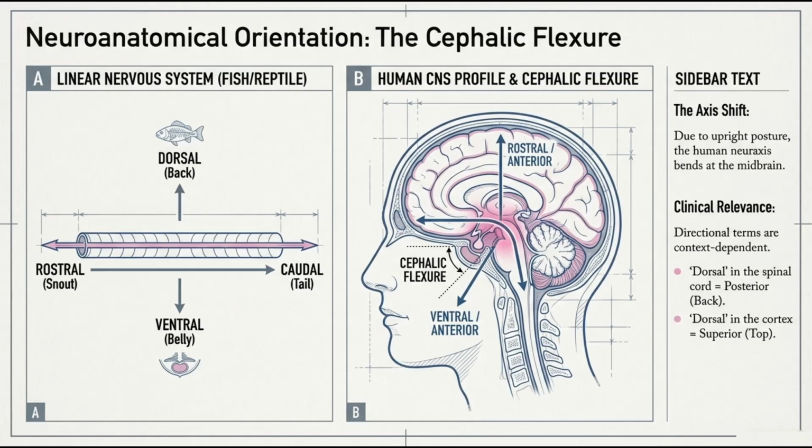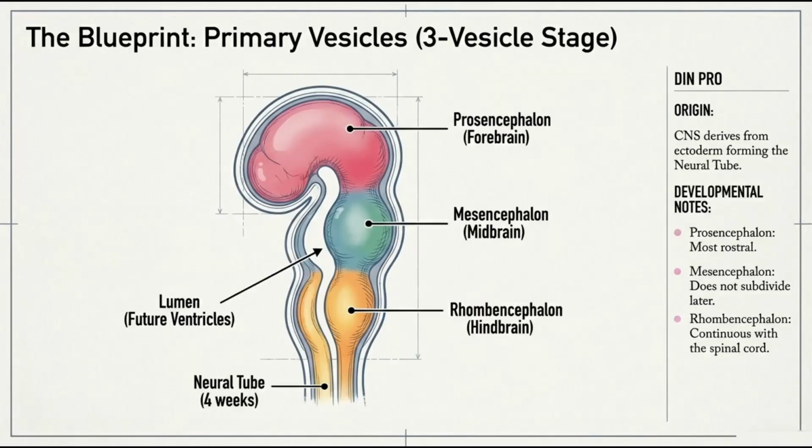Okay, so that's the why of orientation. Let's move to the what. Slide 3, embryogenesis, the primary vesicles. We are going all the way back to 4 weeks gestation. We are. At this stage, we are basically just a tube. The neural tube. It's derived from the ectoderm, the outermost layer of the embryo, and at the head end of this tube, it starts to blow up 3 little balloons. These are the primary vesicles.